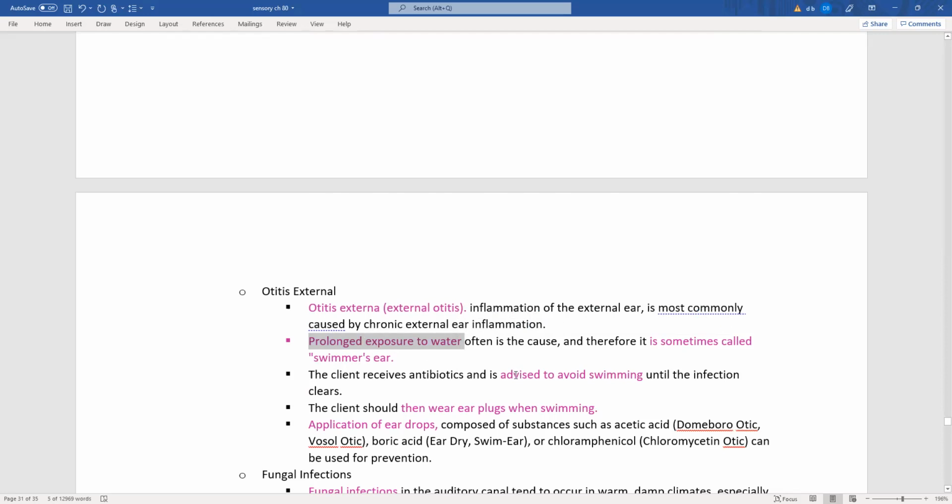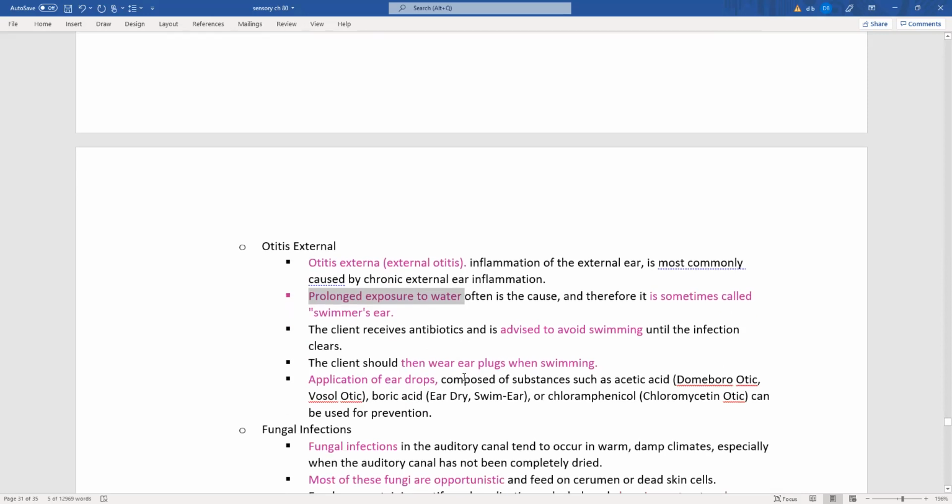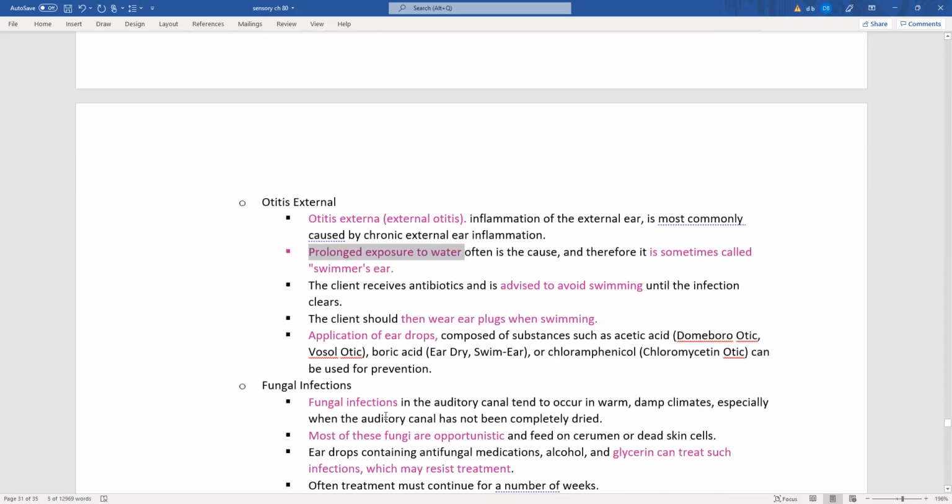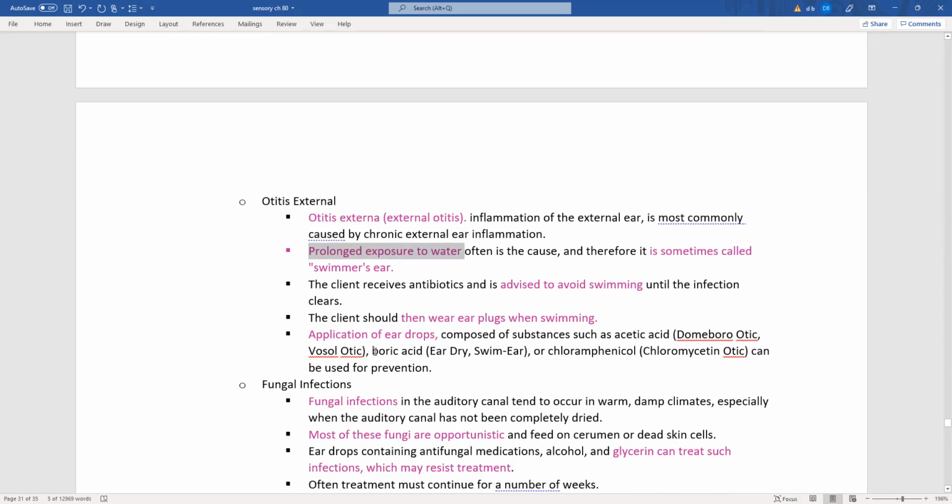So the client receives antibiotics and is advised to avoid swimming until the infection clears. The client should then wear earplugs when swimming. Applications of ear drops composed of substances such as you see all this stuff can be used for prevention. But I did see that on one of the slides, she might ask us about that one. The boric acid ear dry swim ear.